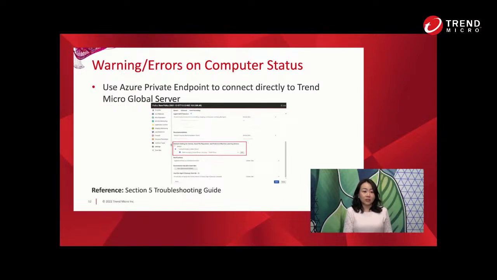Likewise, in Azure, you can click on the policy and use the Azure Private Endpoint to connect to the Trend Micro Global Server. In order to do this, you can click on the computer with this issue, go to the settings under General, see the network settings for sensors, good file reputation, and predictive machine learning service. Configure it to use the proxy, which is the private endpoint for your Azure account.